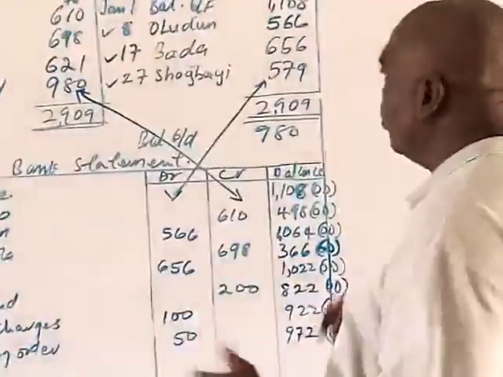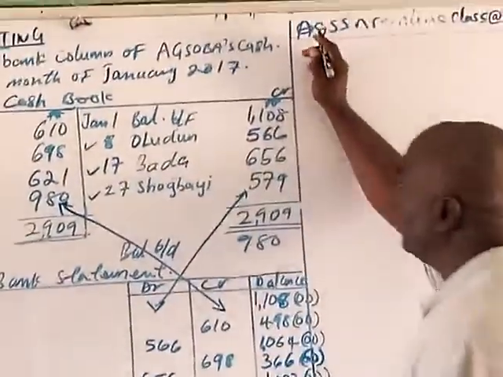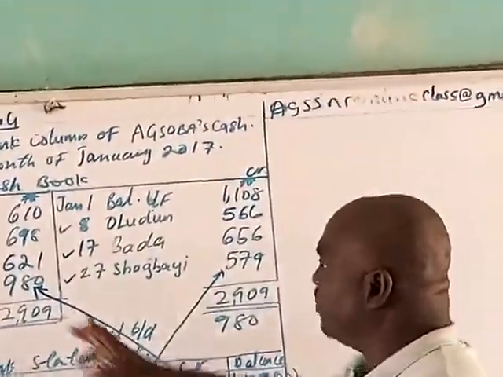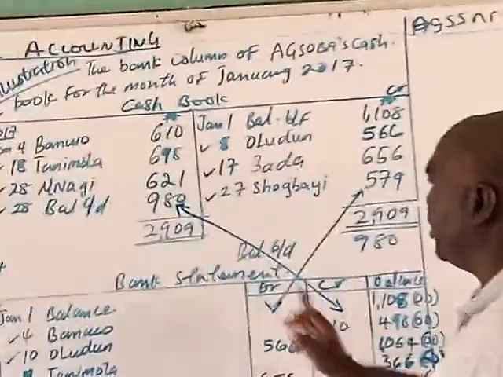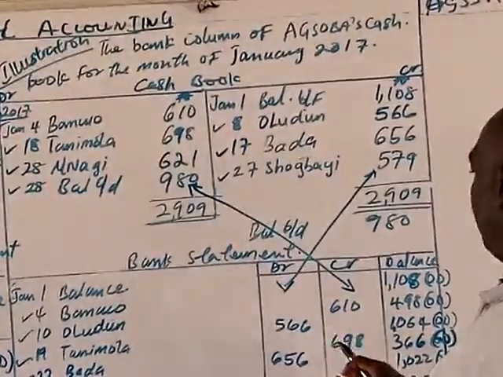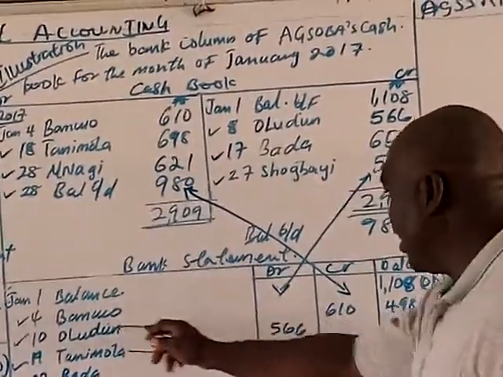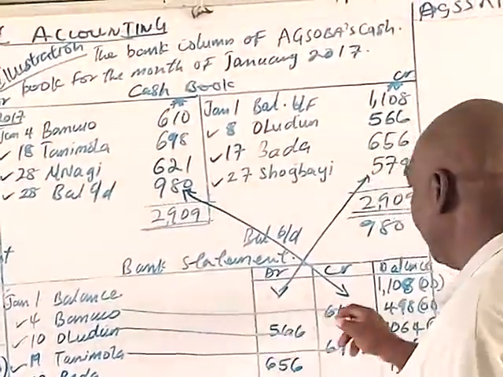Now, first thing, let's do the first one. Let us start with our uncredited check. Bango, we have Bango here, 610. Tanimola, we have Tanimola here.